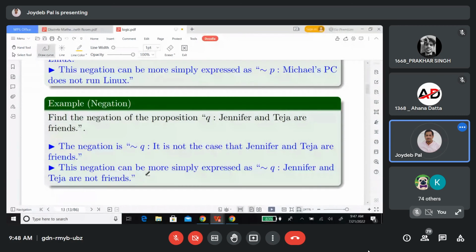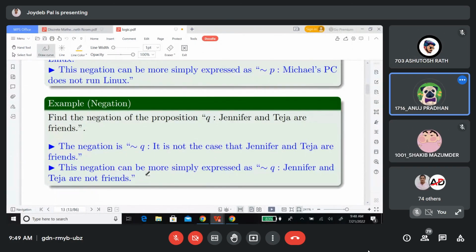Any doubt? No, sir. You cannot write that Jennifer and Teja are enemies, right? What do you think? If they are not friends, we cannot just call them enemies. That is not correct.